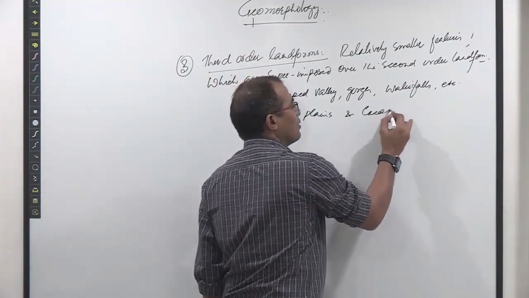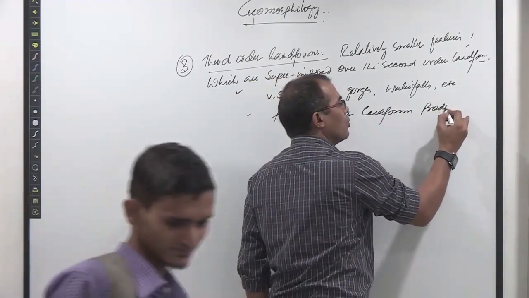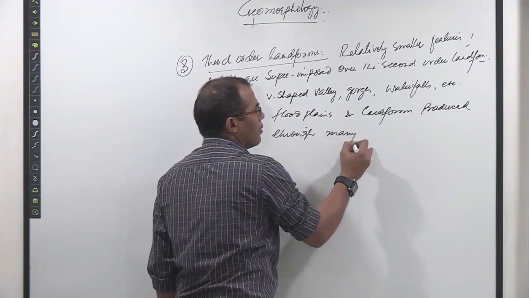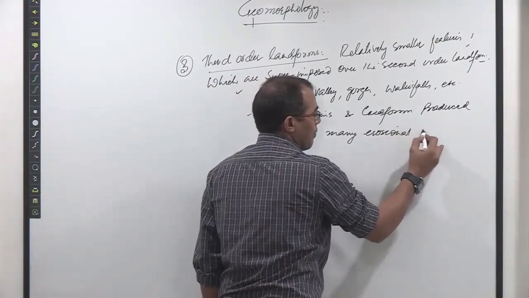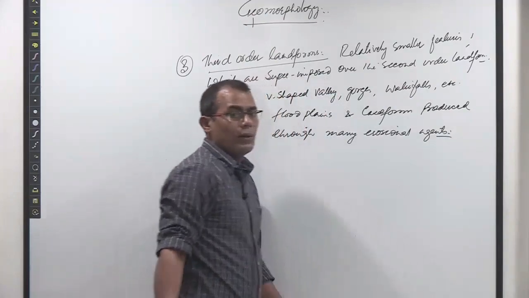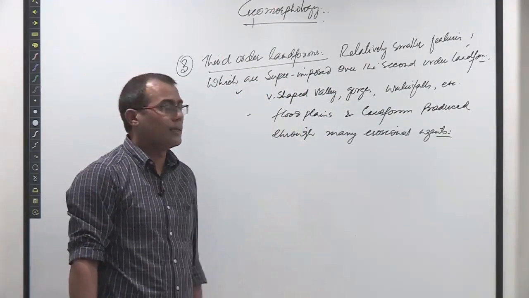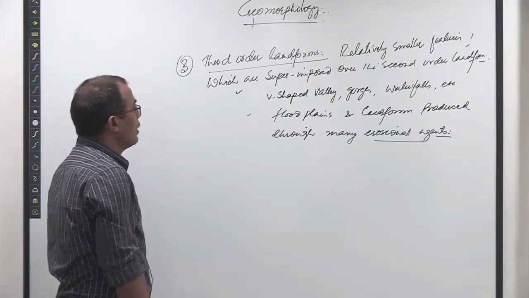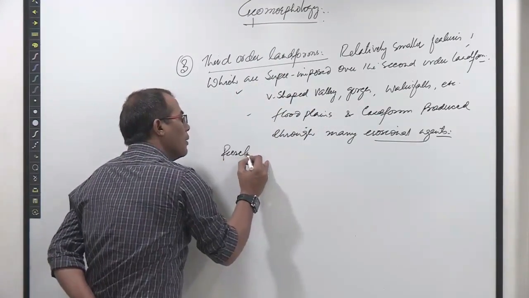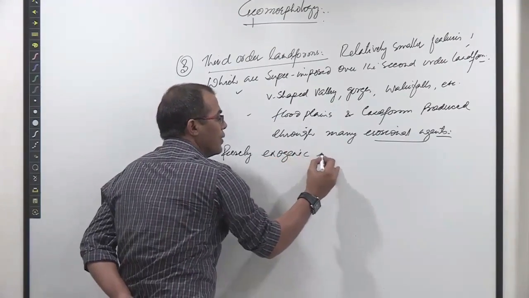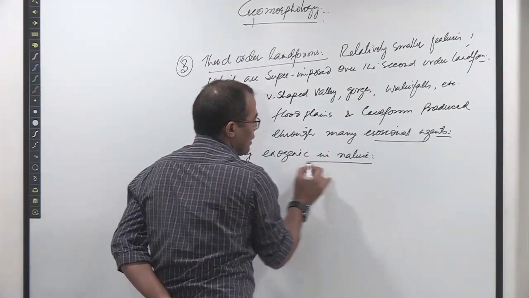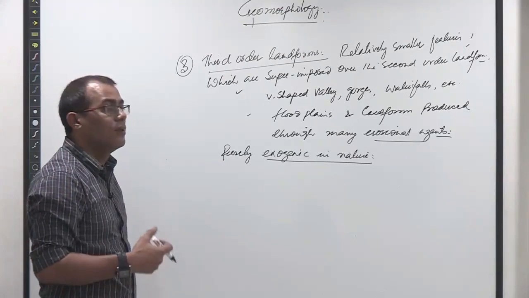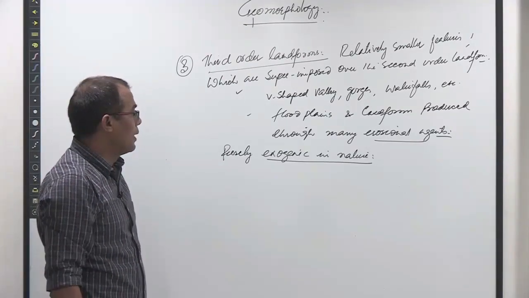and landforms produced through many erosional agents. All the erosional agents, for example glaciers, rivers, coastal areas, all will be a source of third order landforms. Now, purely exogenic in nature. The origin is associated with the external forces, the forces which derive their energy from the atmosphere or from the sun, exogenic forces.